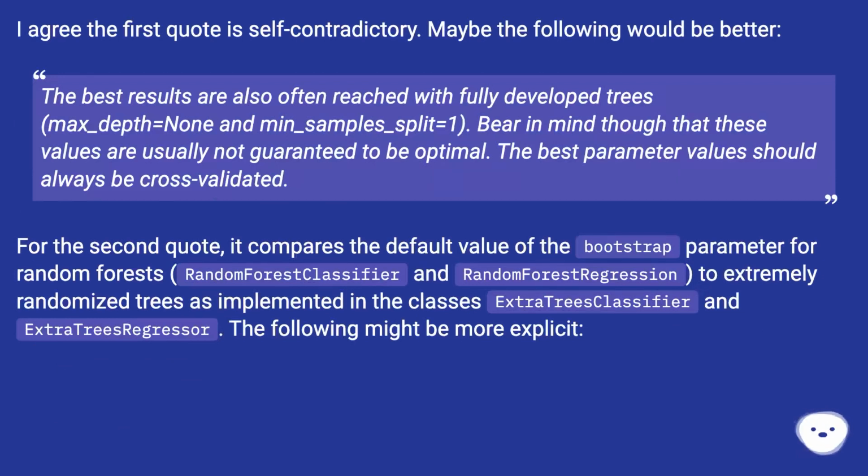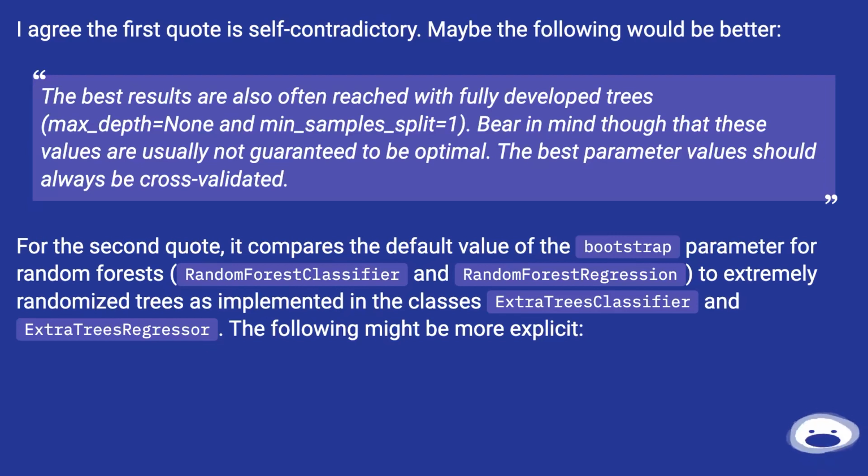I agree the first quote is self-contradictory. Maybe the following would be better: "The best results are also often reached with fully developed trees, max_depth=None and min_samples_split=1. Bear in mind though that these values are usually not guaranteed to be optimal. The best parameter values should always be cross-validated."